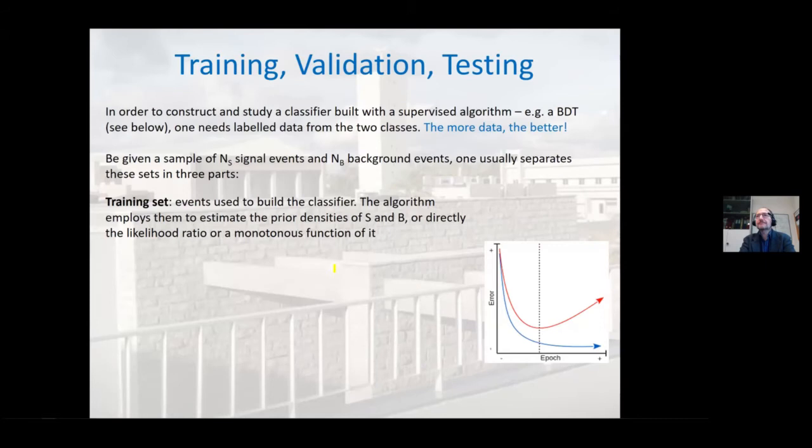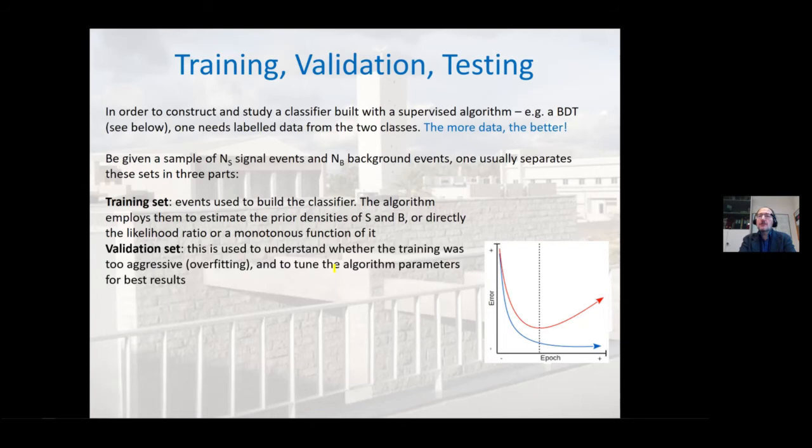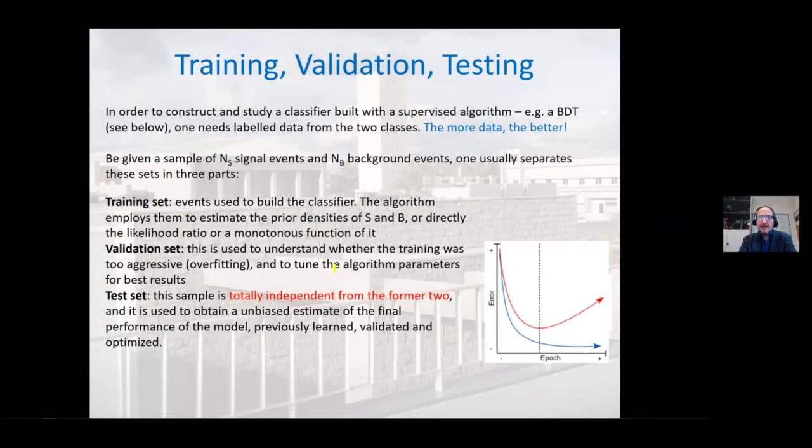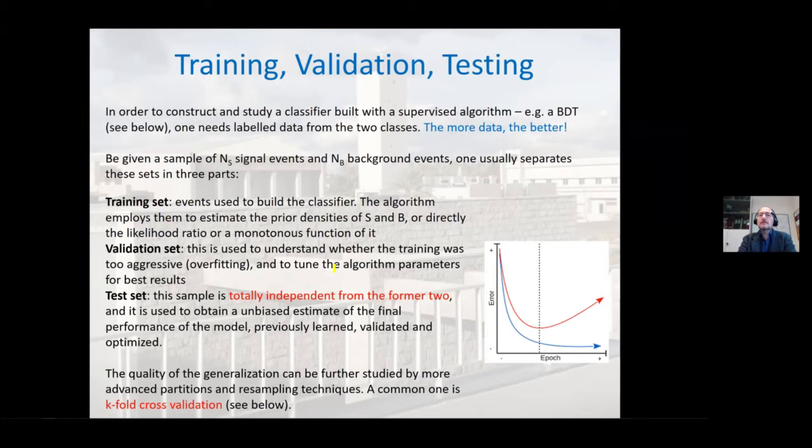And okay, so you split your data into the training set and you have a validation set that allows you to see this overtraining effect. But then you also have an independent sample that is independent from this procedure that you have put in place to try and decide where to stop. And it's used to obtain an unbiased estimate, okay?